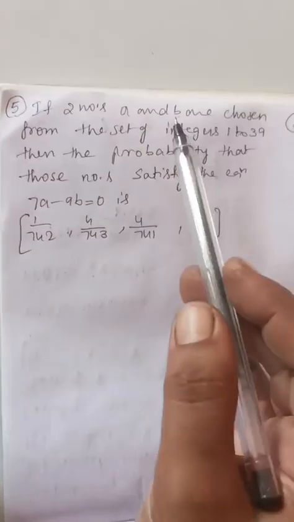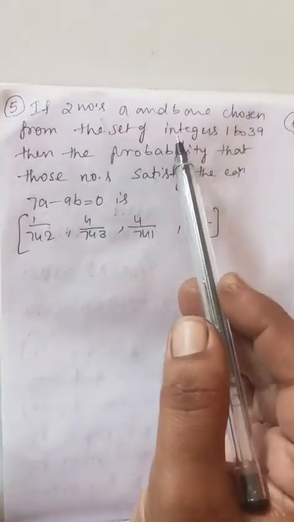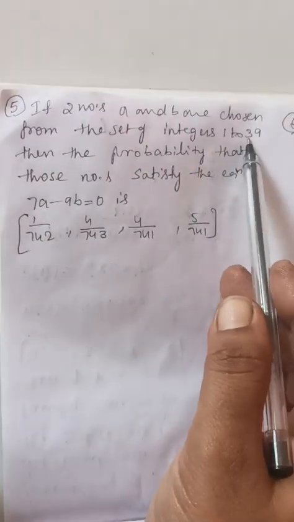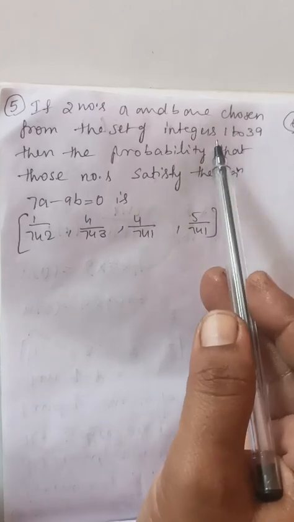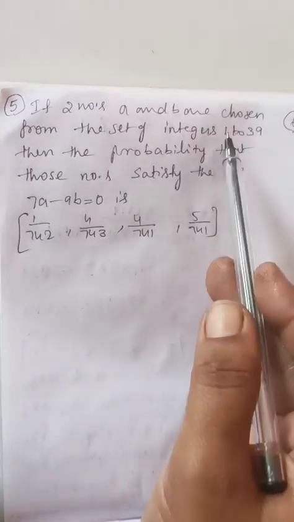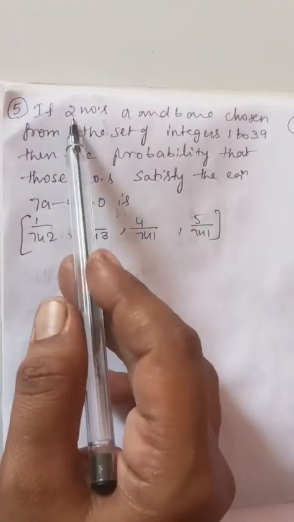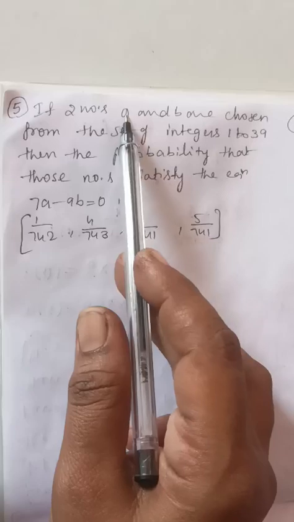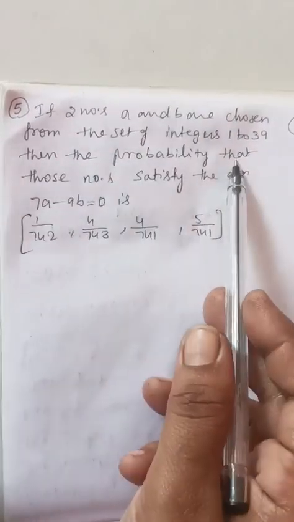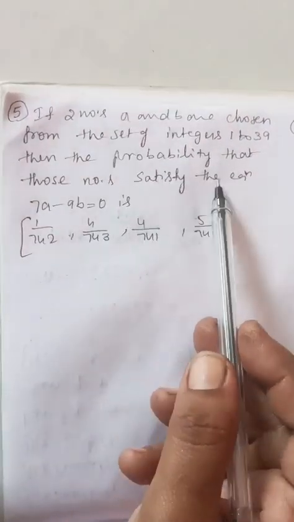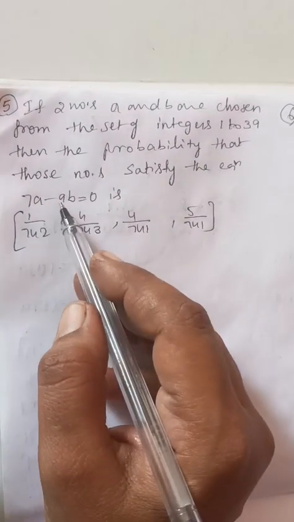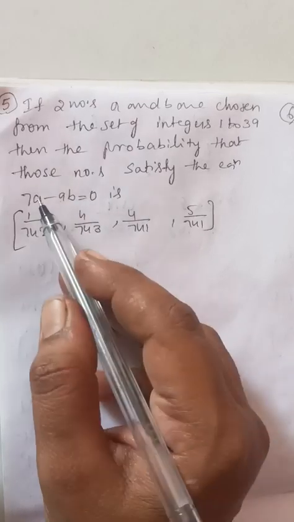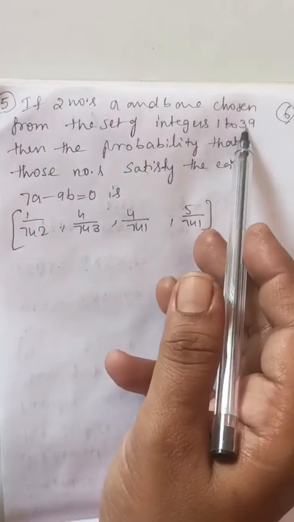If two numbers a and b are chosen from the set of integers 1 to 39, so there are totally 39 numbers, 1 to 39. Out of these 39 integers, we are taking 2, and those 2 are named a and b. Then find the probability that those numbers satisfy the equation 7a minus 9b equal to 0. What should a and b be out of the first 39 integers?